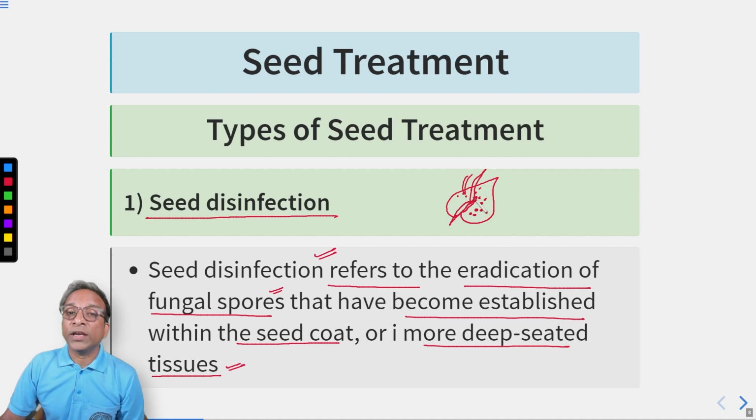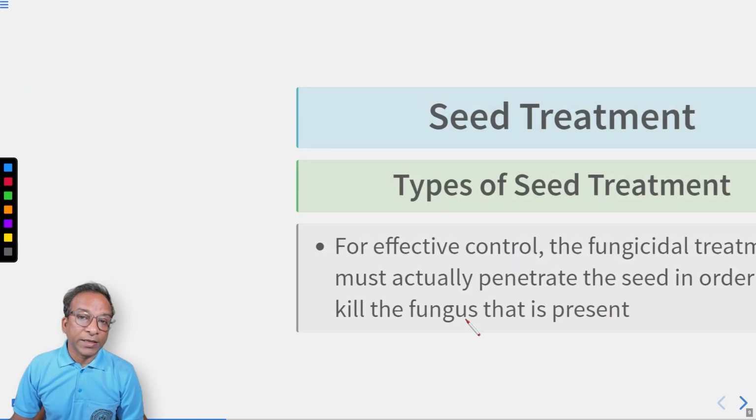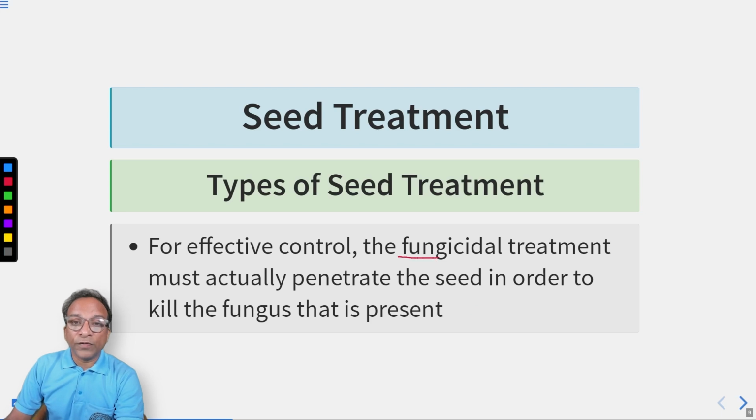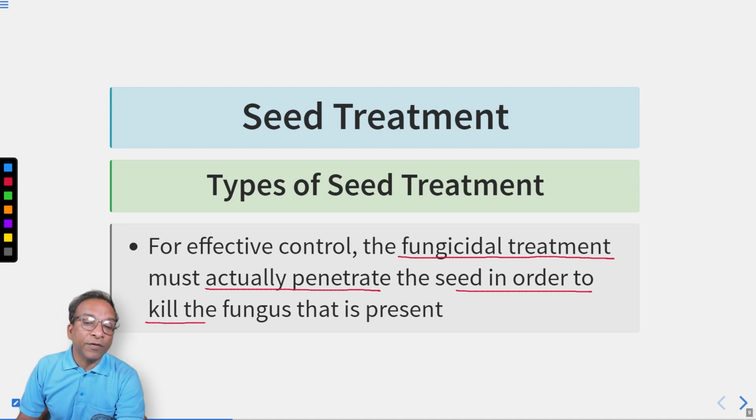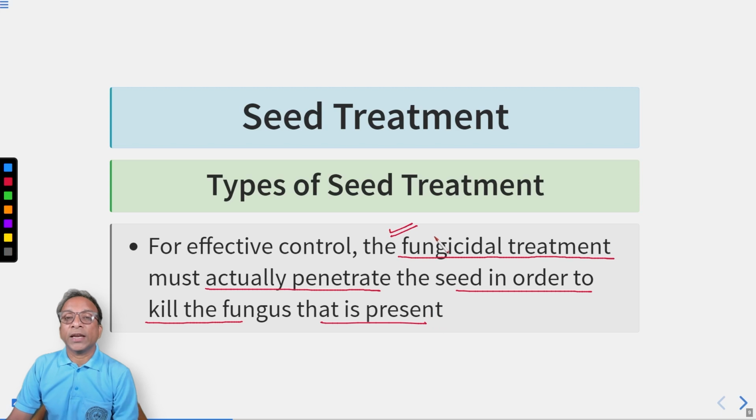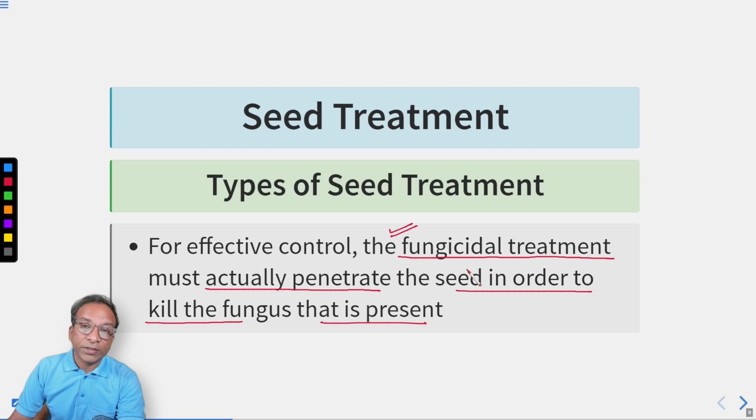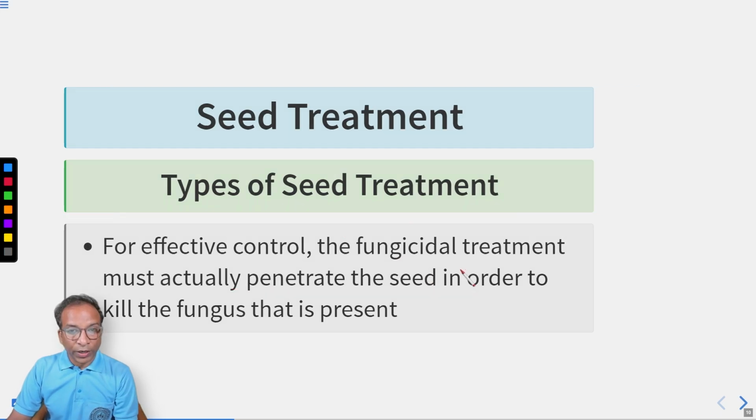We are removing the fungal spores if they are present inside the seed coat or deeper in the tissue, right? By using some chemicals, some fungicides. For effective control, the fungicidal treatment must actually penetrate the seed in order to kill the fungus that is present inside the seed coat or deep inside the tissue, right? So we use a fungicide that can kill the spores even deep in the tissue or sometimes below the seed coat. So this is very, very important.